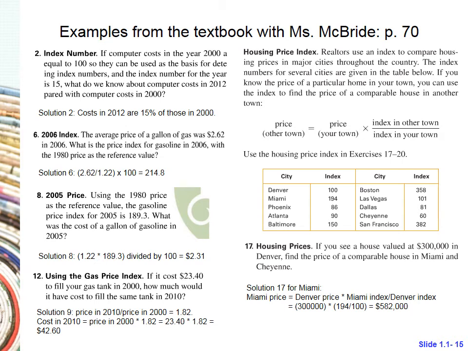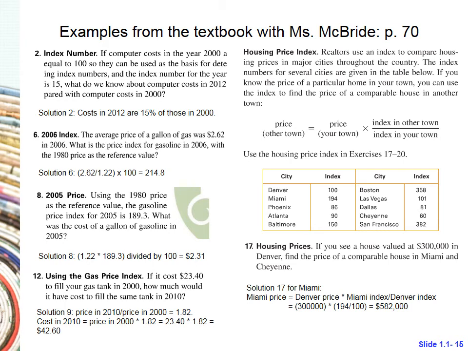So this is how they decide, if you're moving around the country, how you would find a comparable house in another town. All right, so they give you the index here, where Denver is our 100, so that's the one we're using as the base, but it doesn't matter. What we'll do to find the price in a different town is take the price in your town, or you could call it town 1 and town 2, times the ratio: the index in the other town divided by the index in your town. So you just have to make sure to get those set up properly.